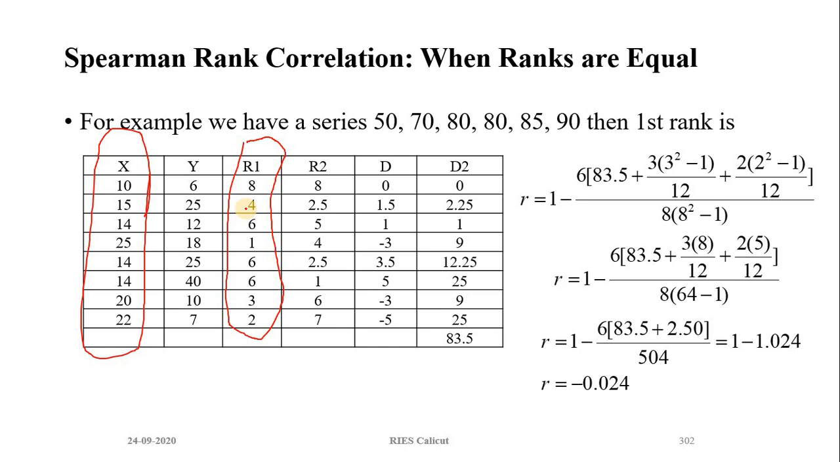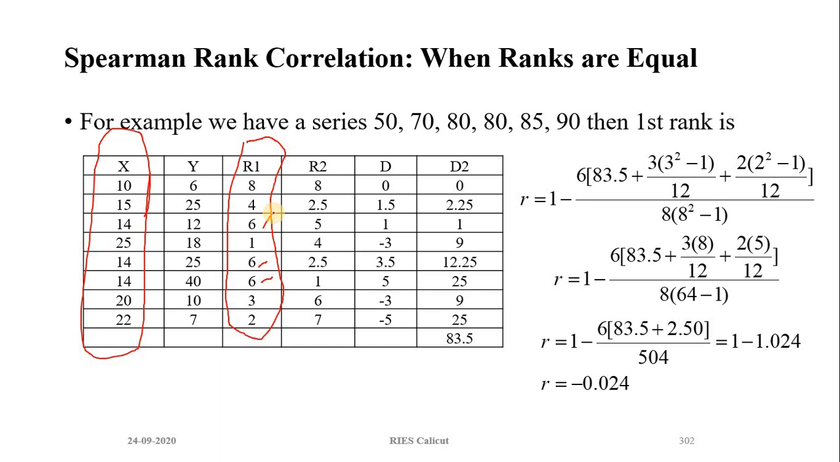Okay. So if you add 5 plus 6 plus 7, how much do you get? You will get 18. Then 18 divided by 3 is 6. So you will assign 6 to this, 6 to this, and 6 to this as well.